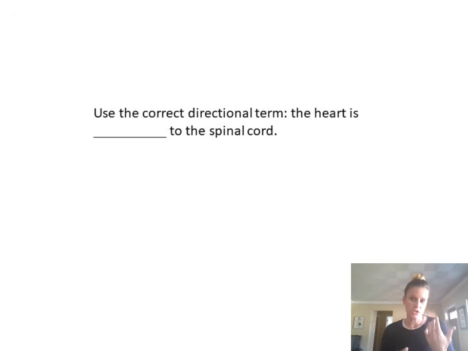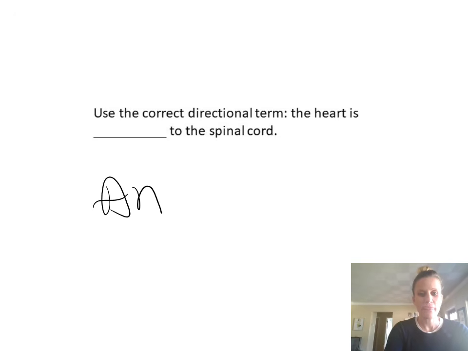Use the correct directional term. The heart is what to the spinal cord? So the heart is right here in your chest. The spinal cord goes down your back. So the heart is in front of the spinal cord. So what's the directional term for in front of? The term is anterior.